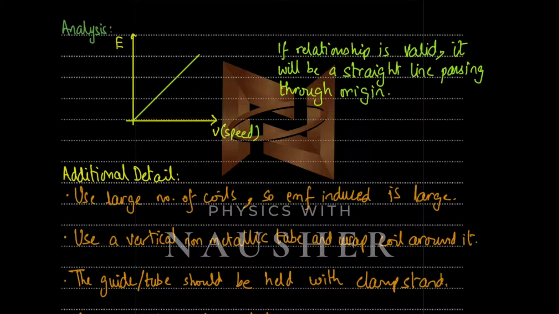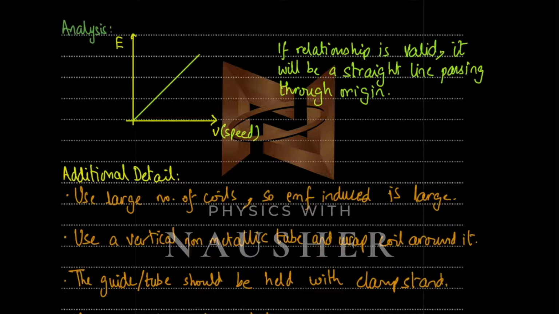Additional detail. Now, in additional detail, you can mention safety. 1 mark for safety in this experiment. And 3 or 4 other points which can help us improve this experiment. How are you going to take repeat readings? Very important. So you use a large number of coils, so EMF induced is large. Remember, I said do not change the number of coils. I did not mention the number of coils. So you always use a large number of coils so that your EMF induced is large, so you can at least read it off from the voltmeter. If the number of coils is very small, the EMF induced will be small, and you will not get a voltmeter reading.